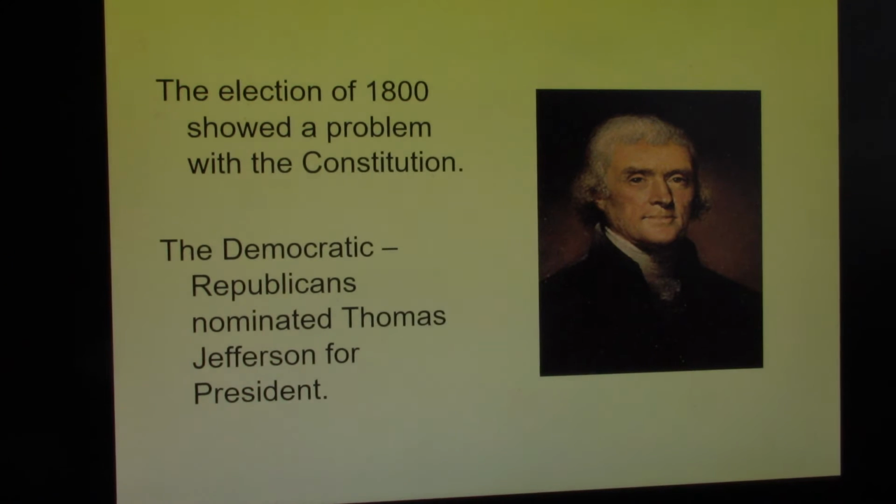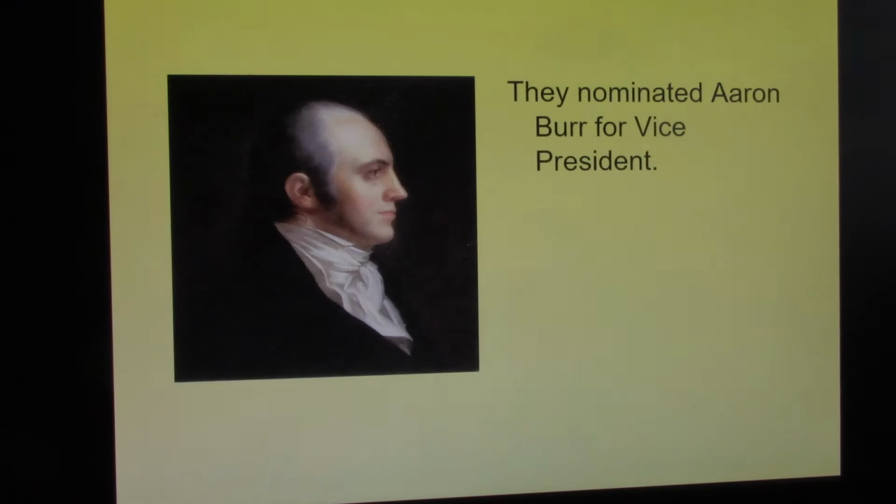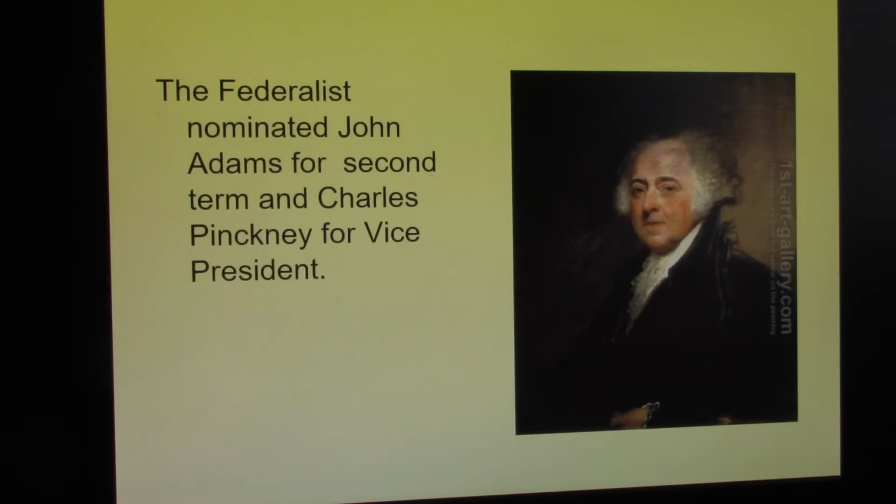Well, in 1800, it is a mandate election. The Democrat-Republicans are going to nominate Thomas Jefferson. They are also going to nominate Aaron Burr as Jefferson's vice president. Now, of course, the president is John Adams, and he is nominated by the Federalist Party, and Adams chooses Charles Pinckney as his vice president.